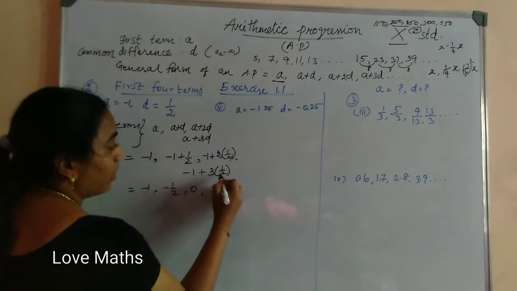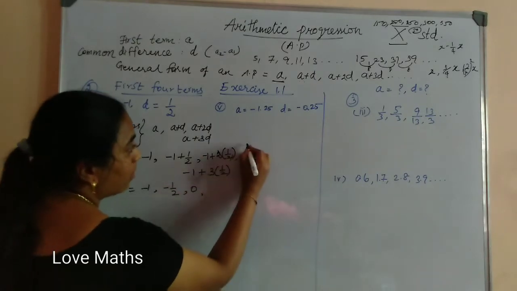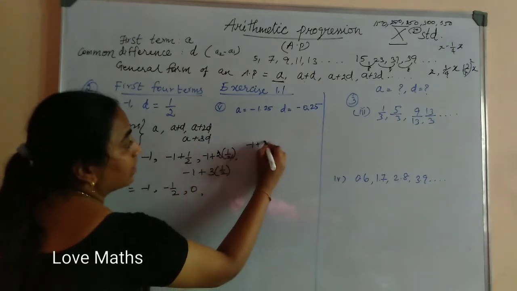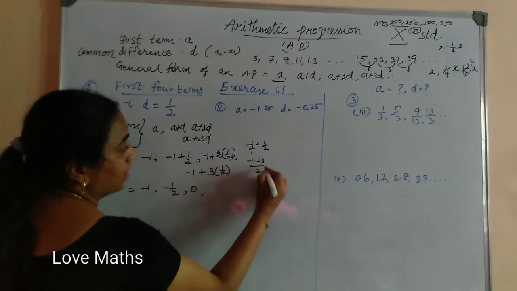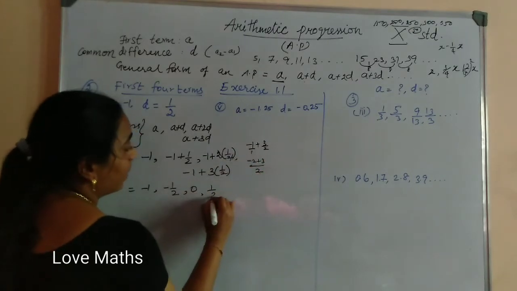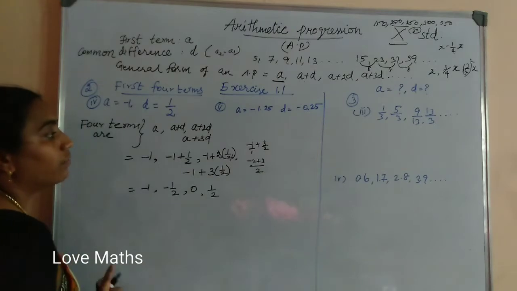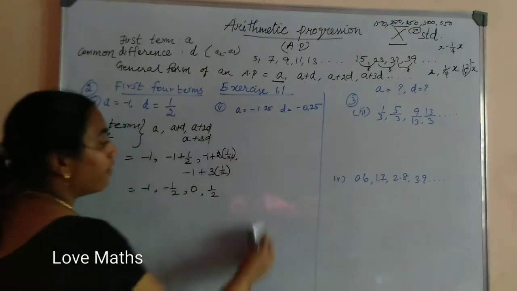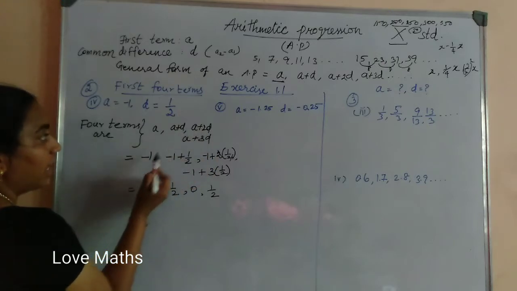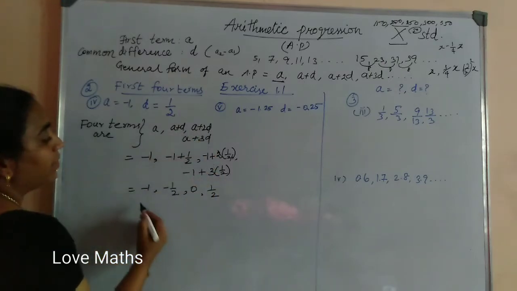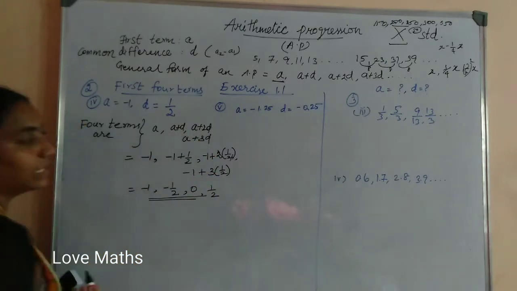Then 1 by 2 means 3 by 2. So minus 1 plus 3 by 2. How to find it? 2 minus 2 plus 3, so the answer will be 1 by 2. That's all. These are the 4 terms. Is it clear? You just apply this concept: A plus D, then simplify. You can get the answer.